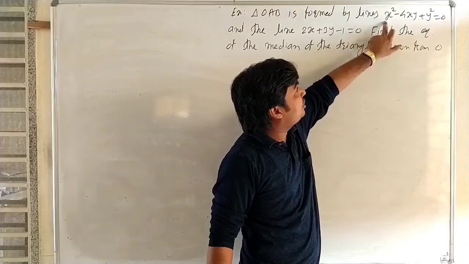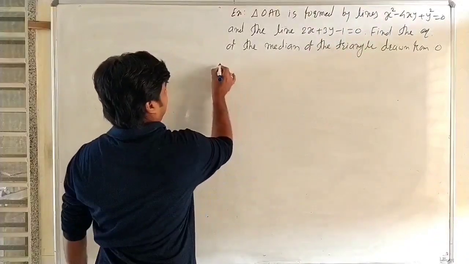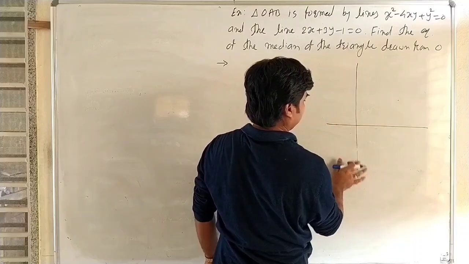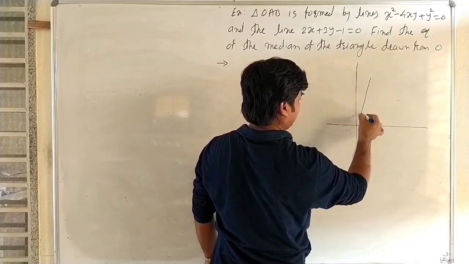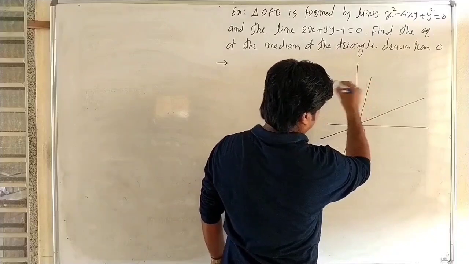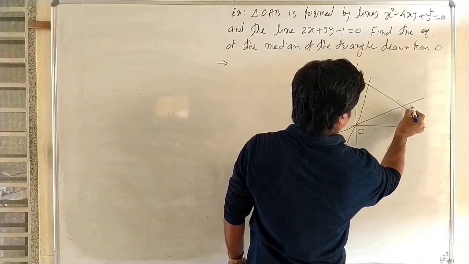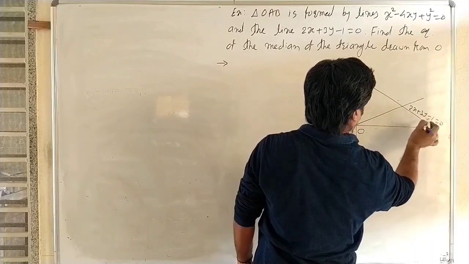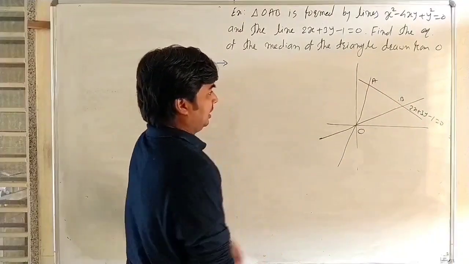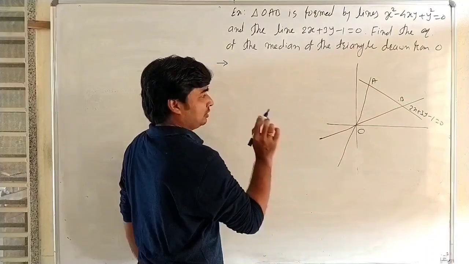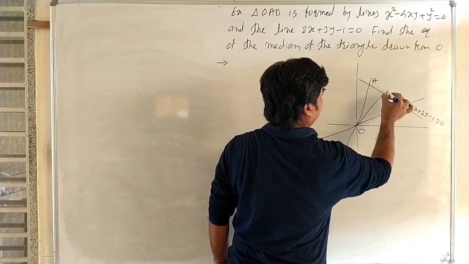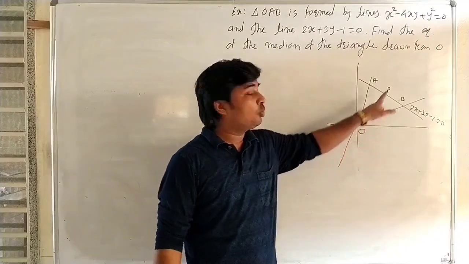Okay, these two lines pass through the origin because it is a second degree homogeneous equation. Here it is two lines passing through origin, it is O. And the third line, it is diagonal, it is 2x plus 3y minus 1 equal to 0. Now it is O, it is A and it is B. Here triangle OAB, now we find the equation of the median through O. Here it is the median, suppose it is point P. Now we find the equation of OP.